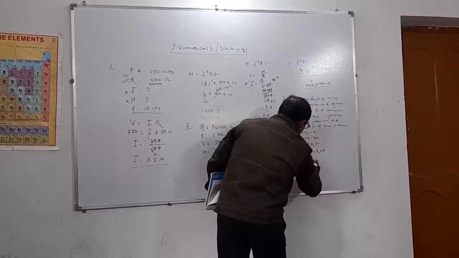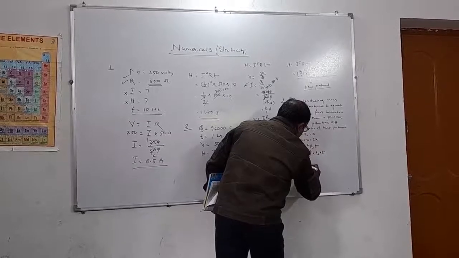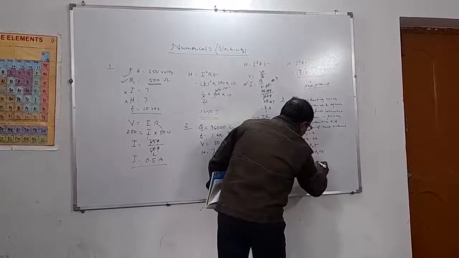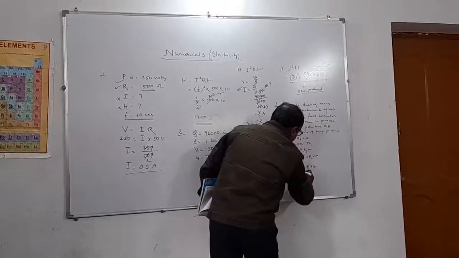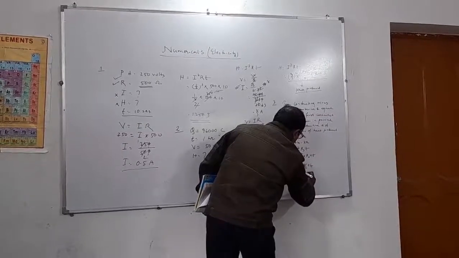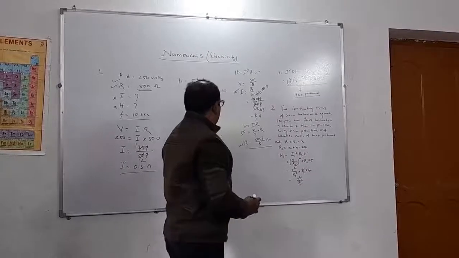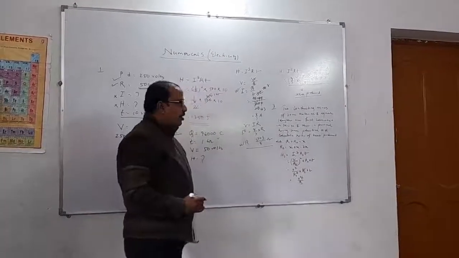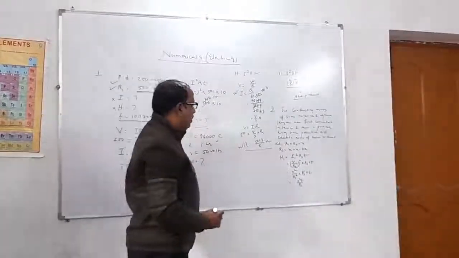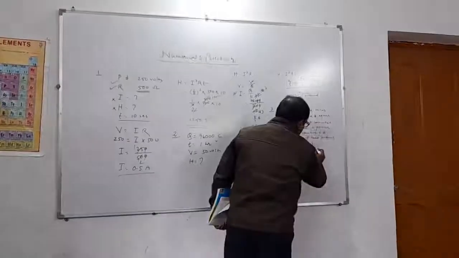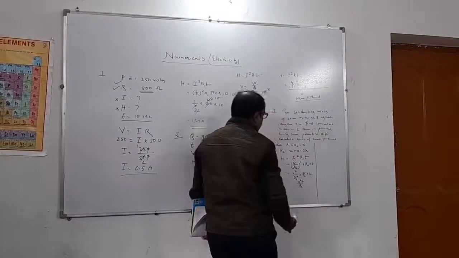That means V square upon Rs square into Rs into T. One Rs cancels, so V square T by Rs. This is the heat produced when the resistors are connected in series. Now, resistors are connected in parallel.